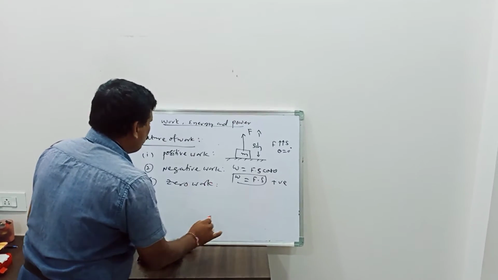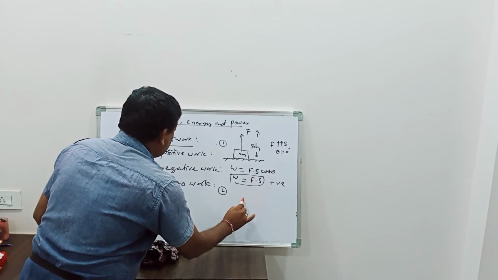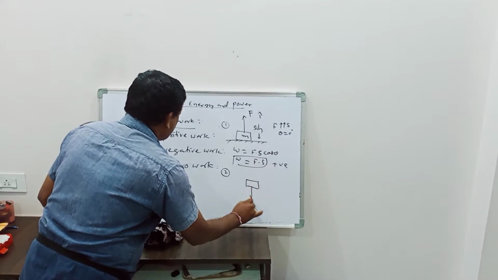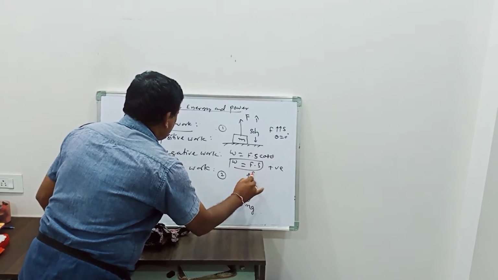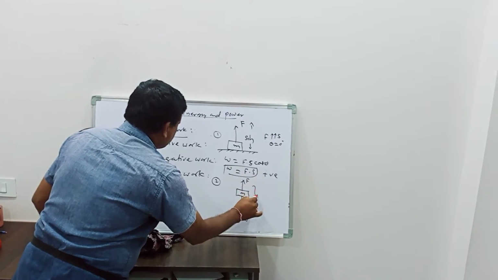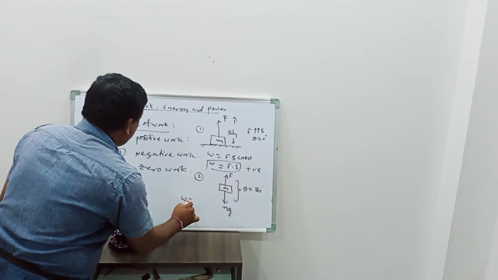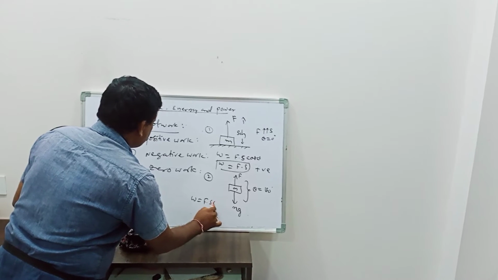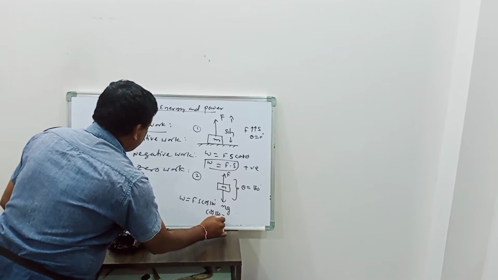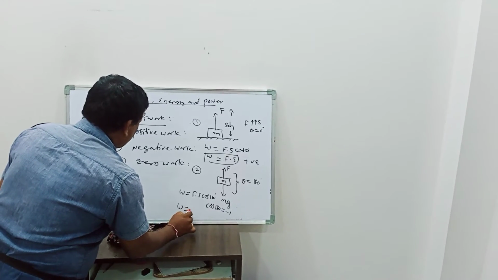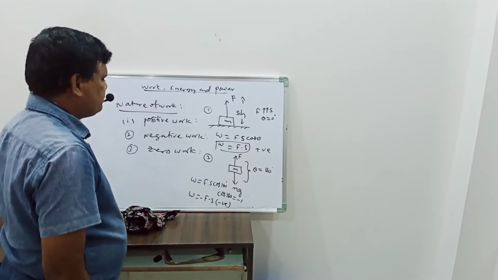Next, negative work. Consider work done by the gravitational force. The weight of the block acts downward, and the applied force is upward. So the angle between them is 180 degrees. We can write W is equal to Fs cos 180. Here cos 180 is equal to -1. Therefore work done is negative. So this is the negative work done.